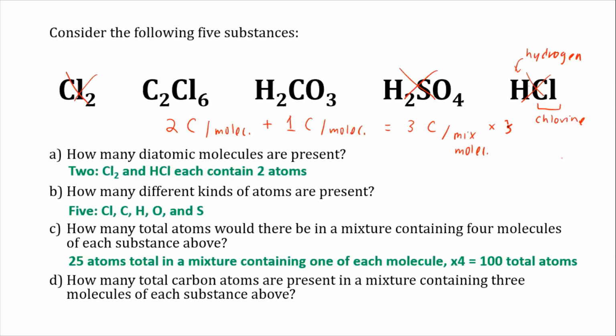And we have 3 molecules of each. Times 3 gives you 9 carbons total, because you have 3 molecules of each. So if 1 molecule of each gives you 3 carbons, then if you have 3 molecules of each, you multiply it by 3 to get 9 carbons total.